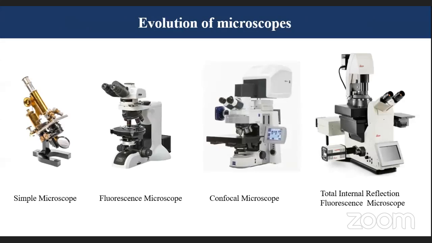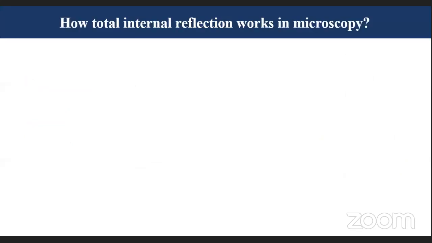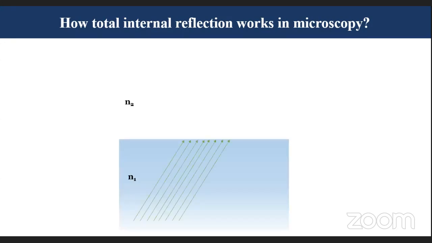Then I came up with the basic concept of total internal reflection, which I learned during my sixth or seventh standard. Everybody knows that when light goes from a high refractive index medium to a lower refractive index medium, it goes away from the perpendicular. As you can see, n1 is the higher refractive index medium, n2 is the lower refractive index medium.